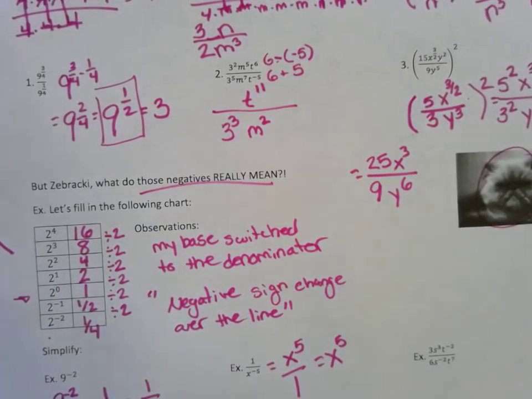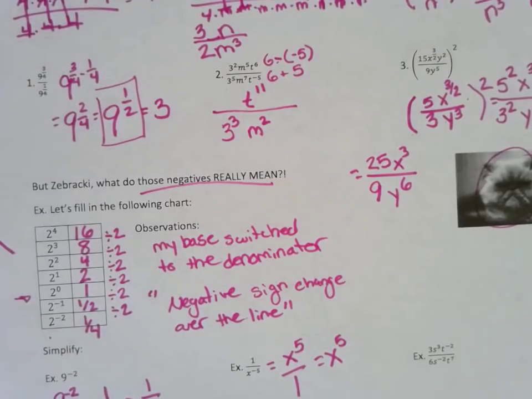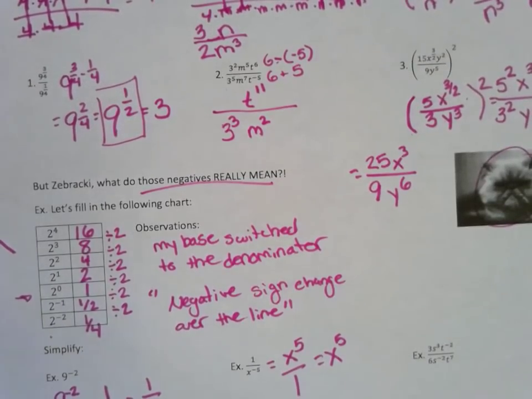Uh-oh. I have a lot of stuff going on. I have a quotient rule and I have negative exponents. I'm so confused. So guys, when you have this ahead of you, you want to take your time.